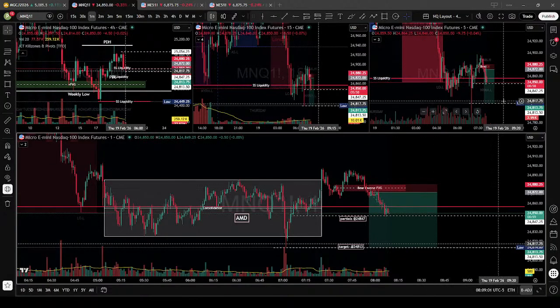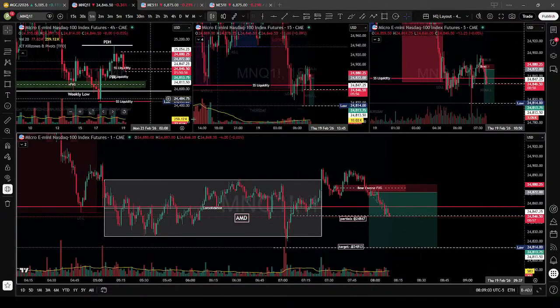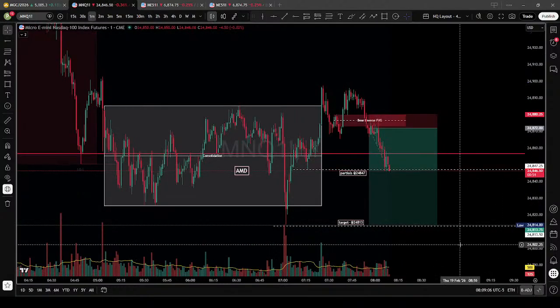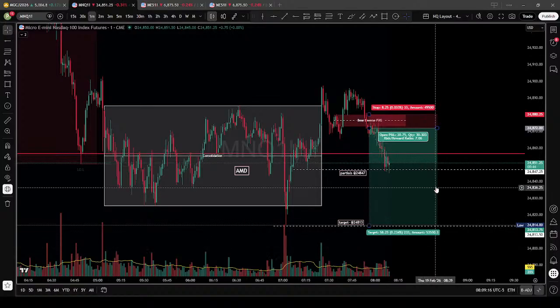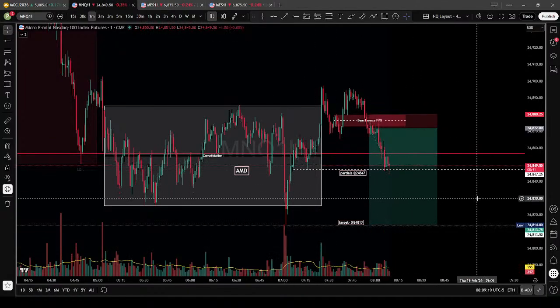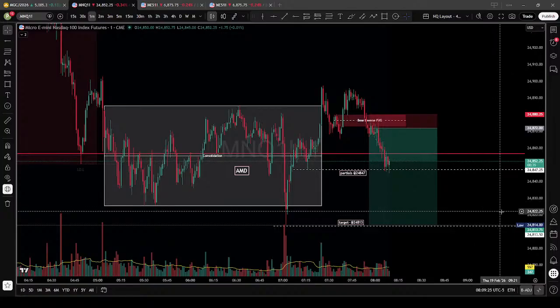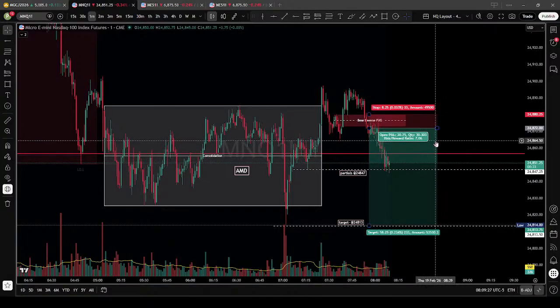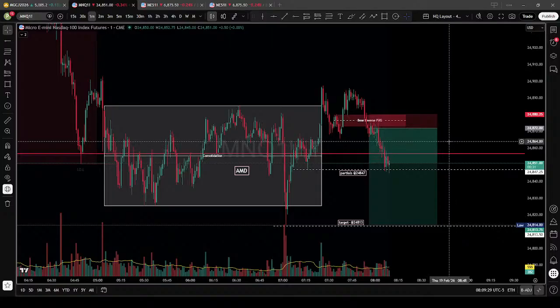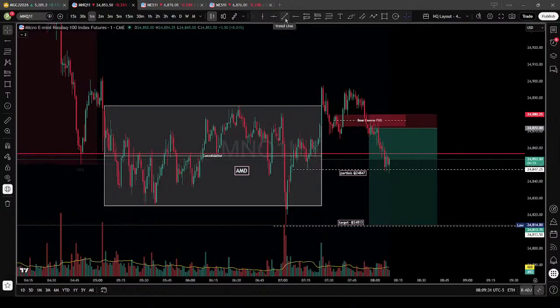5 minutes is going down, 15 minutes is going down, 4 hours getting red. It should be heading downside. Yeah, we want to make sure of this liquidity sweep. We have exited 50% of our quantity right here at 24,847. My stop, my break even is right here.